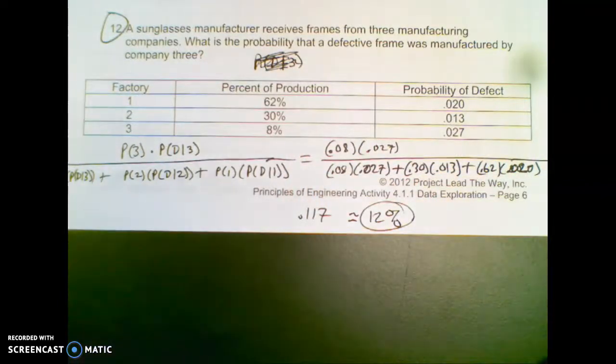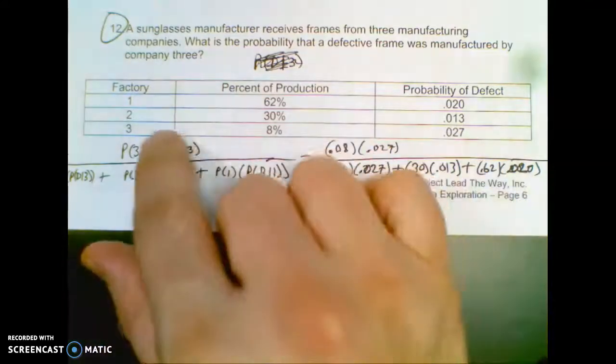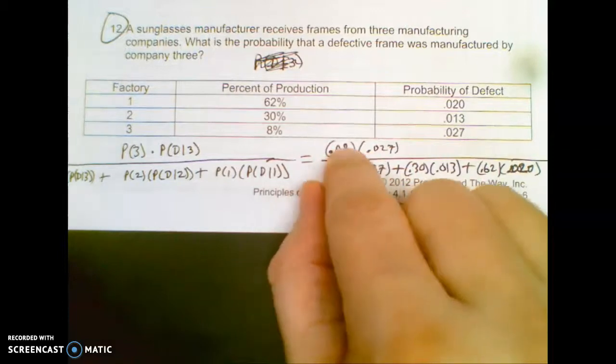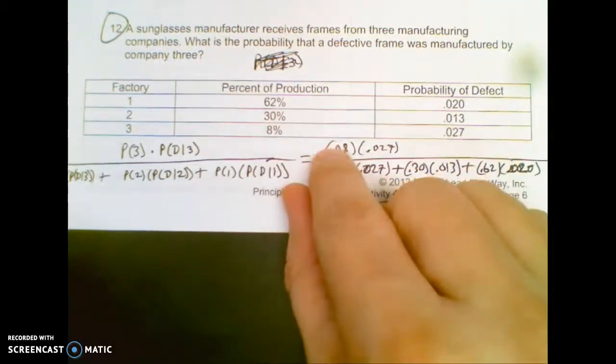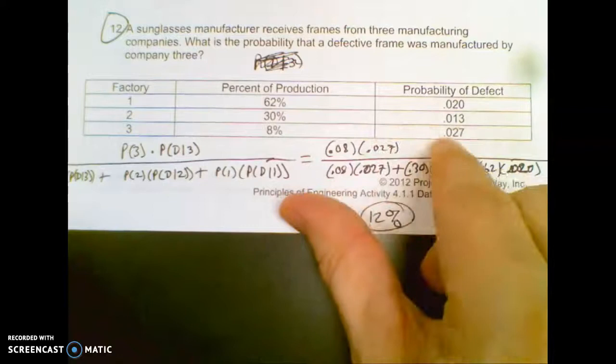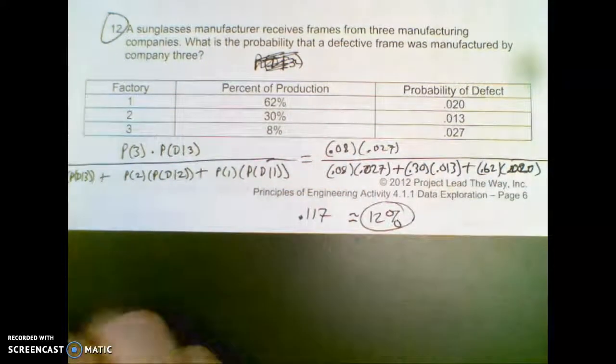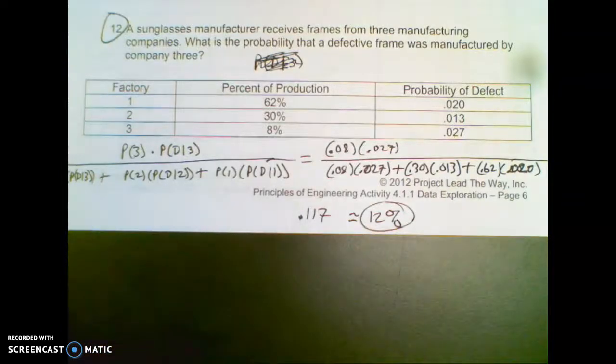It's a little irritating. This would look exactly the same if you asked me the same question, but about factory 2. The only thing that I would change is the top. Factory 2 would be 30%, so 0.30 times its rate of defect, which is 0.013. So that's all that would change. It's very much like a weighted grade, but it's a weighted grade for defects, basically.